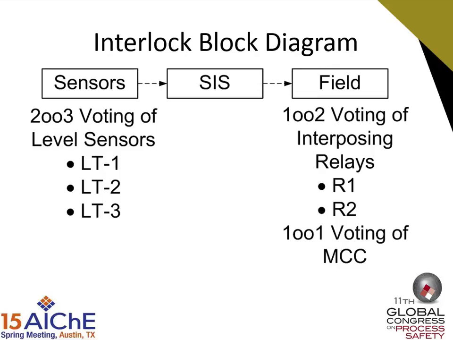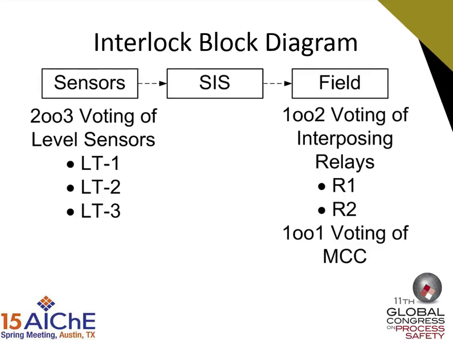So that's the design. In block form, the control people like to look at what are called block diagrams. So we have a block that says sensors, and we have 2 out of 3 voting on the sensors, the level transmitters. We have a SIS box, the safety instrumented system logic solver. In the field, we then have 2 interposing relays, R1 and R2. The way this system is set up, it's 1 out of 2 voting, which means that if either one of the relays says turn it off, it turns it off. And we have 1 out of 1 voting on the MCC.